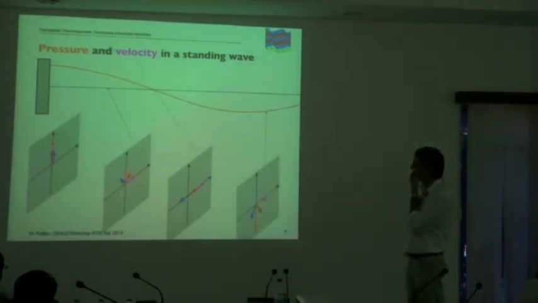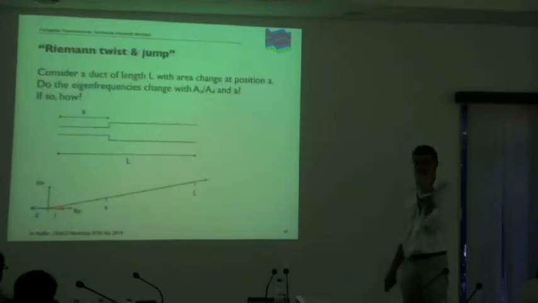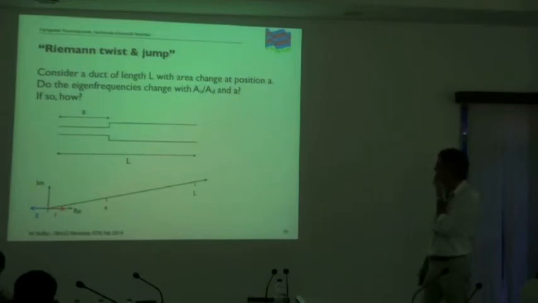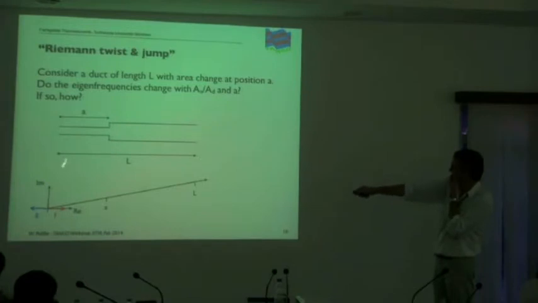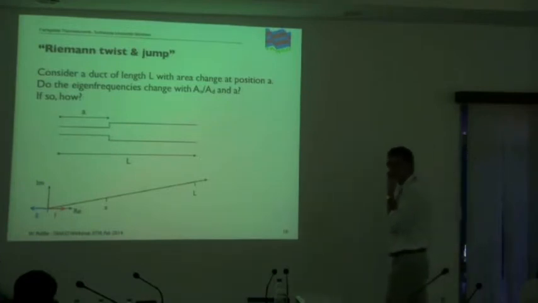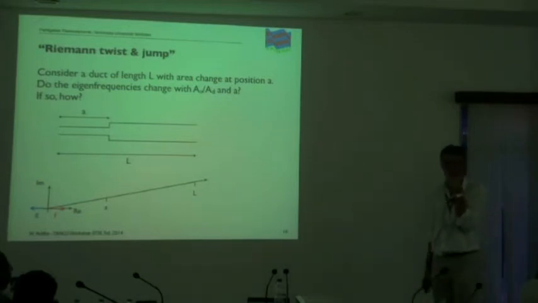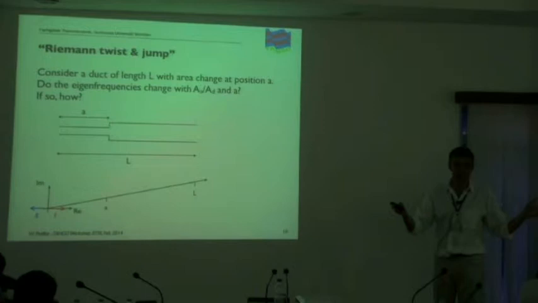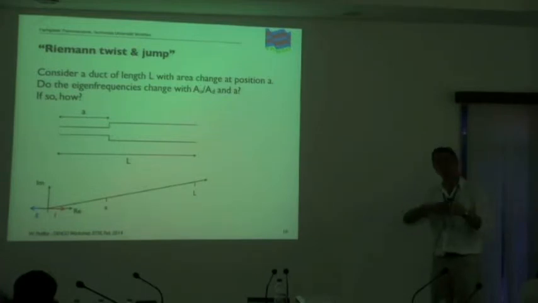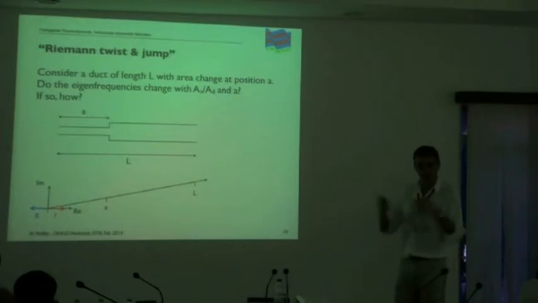Okay, so how can we use that? And I was really glad that Nadine brought this problem up yesterday. Here we have a duct of a certain length, and at some position A, we have a change in cross-sectional area. And the question that was raised yesterday: how does that affect the eigenfrequencies? Would they change? Do they increase? Do they decrease? And of course, we saw yesterday what the equations look like for a low-order network model. And you can set the characteristic equation to zero and get the frequencies, and you get the result.